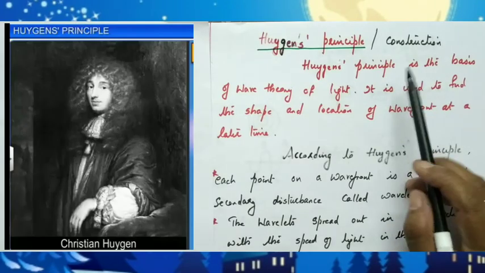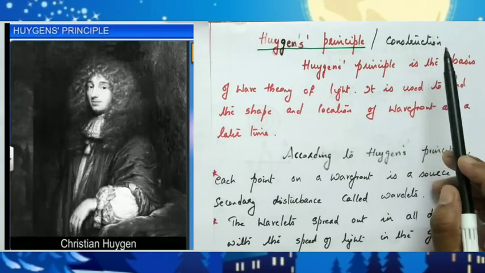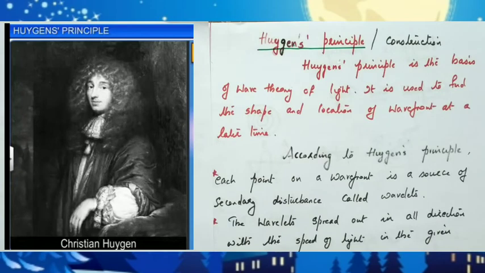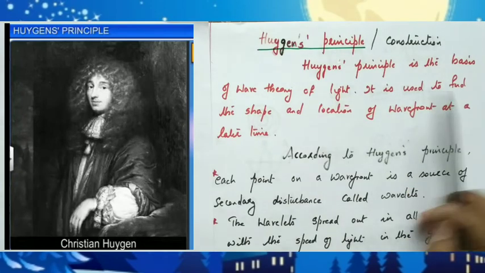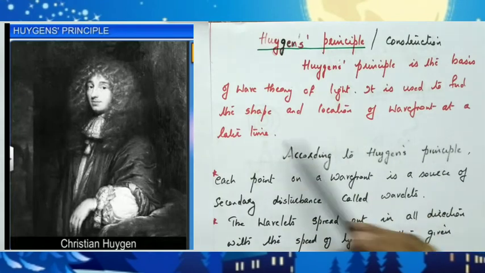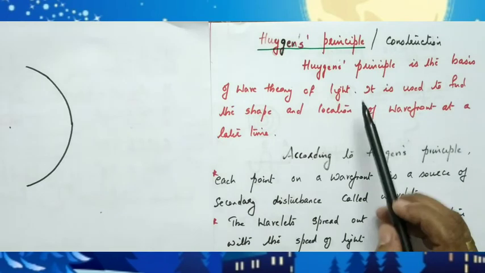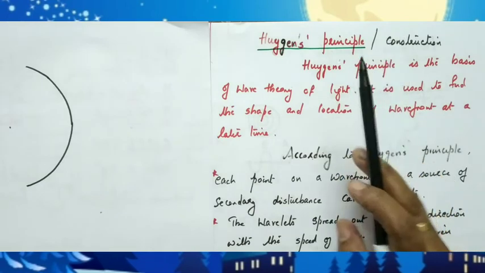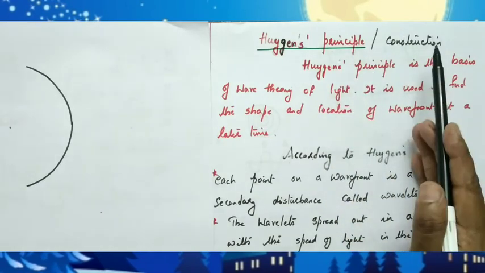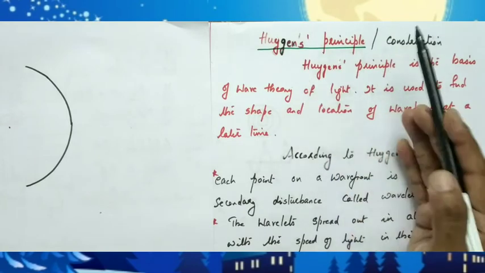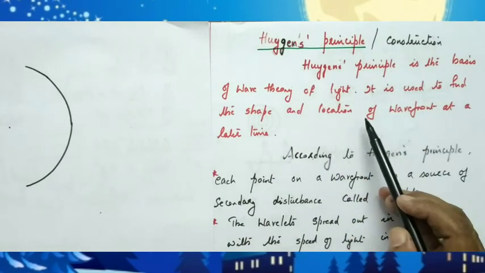Now we can discuss what is Huygens principle or Huygens geometric construction. Huygens principle is the basis of wave theory of light. It is used to find the shape and location of the wavefront at a later time. For example, if the shape and location of the wavefront at initial time is known, using this Huygens principle we can find out the shape and location of the wavefront at a later time.